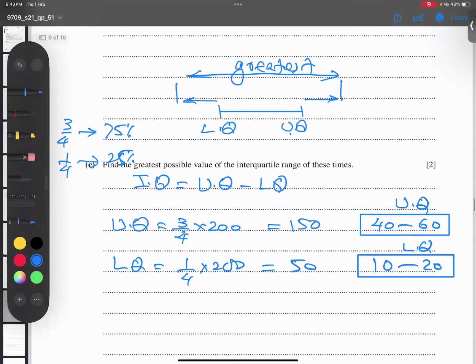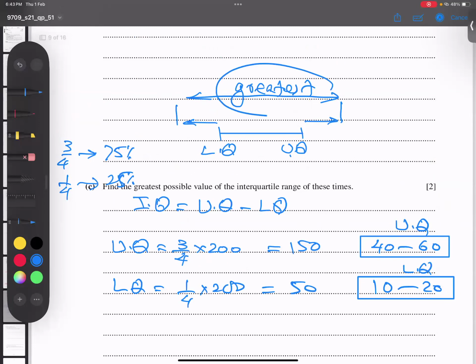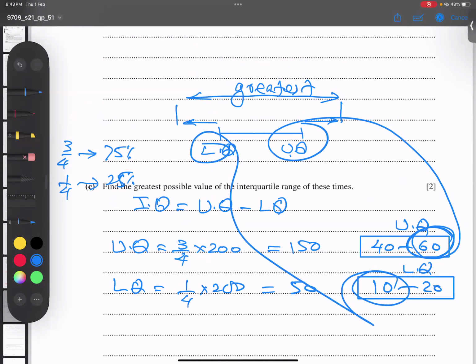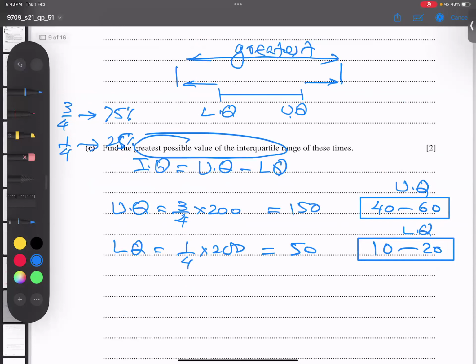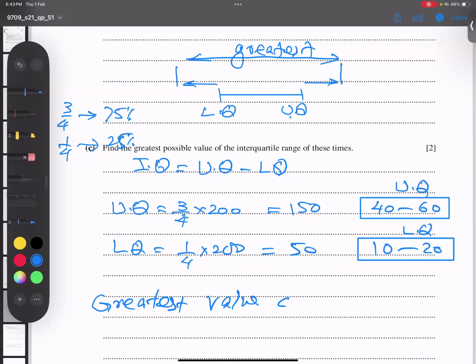Now, students, as I said before, I'm looking for the greatest gap. So what is the greatest gap? Take the highest value of the upper quartile and the lowest value of the lower quartile. I repeat, this is a very important thing: take the highest value of the upper quartile and the lowest value of the lower quartile. So I'm writing here: greatest possible value of the interquartile range is 60 minus 10, alhamdulillah rabbil alamin.